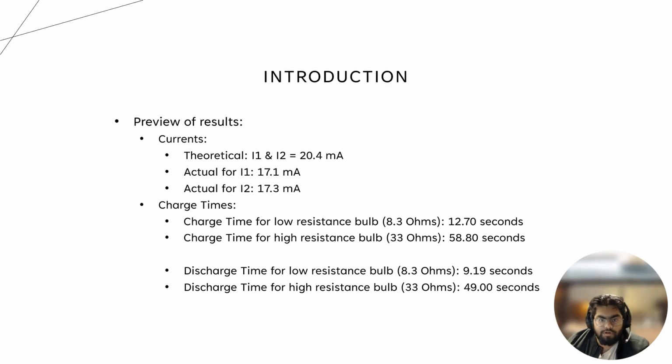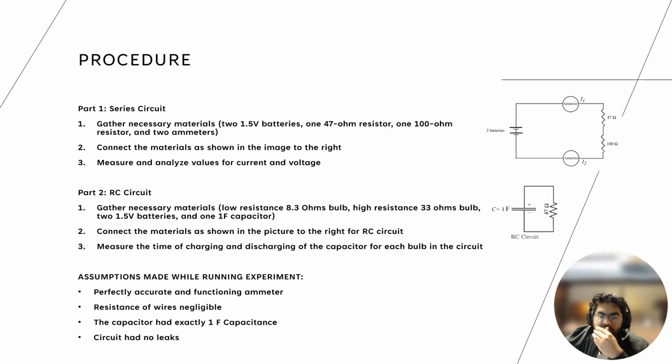As a preview of our results, theoretically, the currents at I1 and I2 should be equal to each other. This is for the series circuit. And then you can see actually they were slightly off and slightly different from the theoretical value. And then here are the discharge and charge times for the capacitor in the RC series.